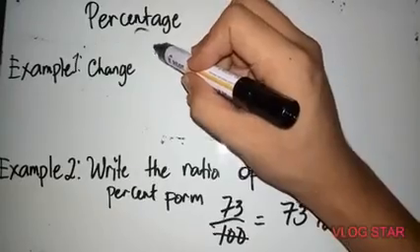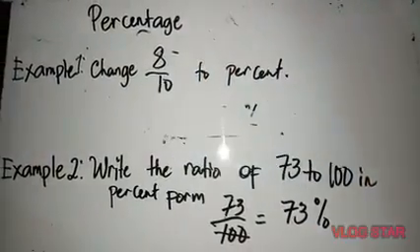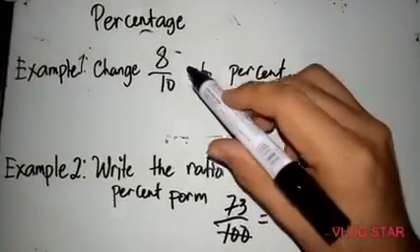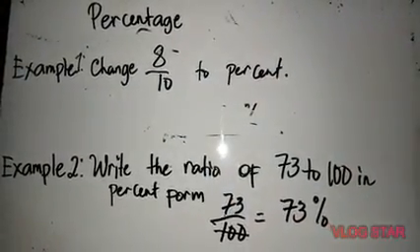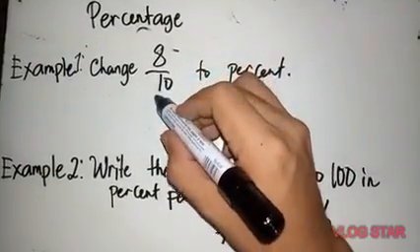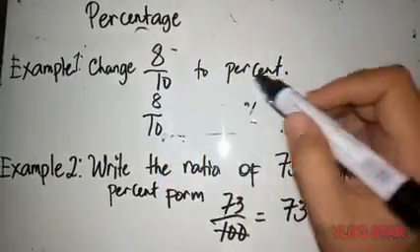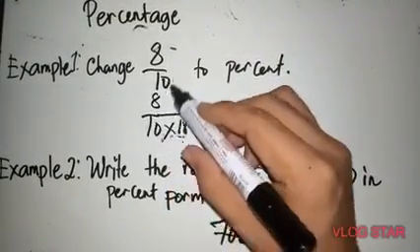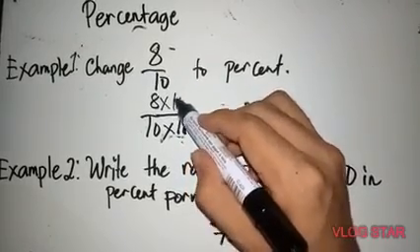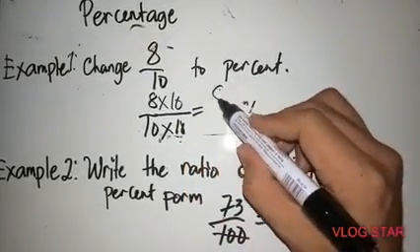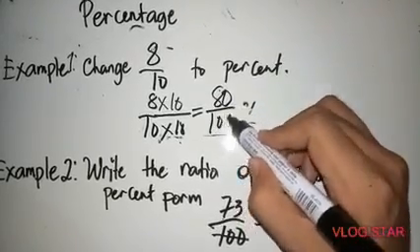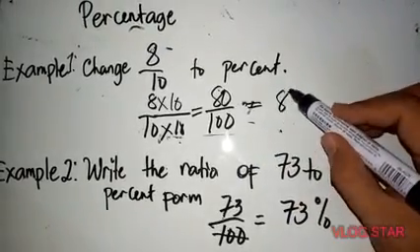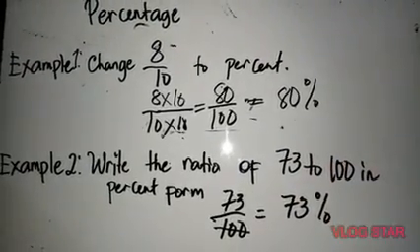Change 8/10 to percent. The first thing that you're going to do is to make the denominator 100. So 8/10, how can we make it 100? By simply multiplying 10 to the numerator and the denominator. So the product would be 80 over 100. So in percent, this would be 80%.